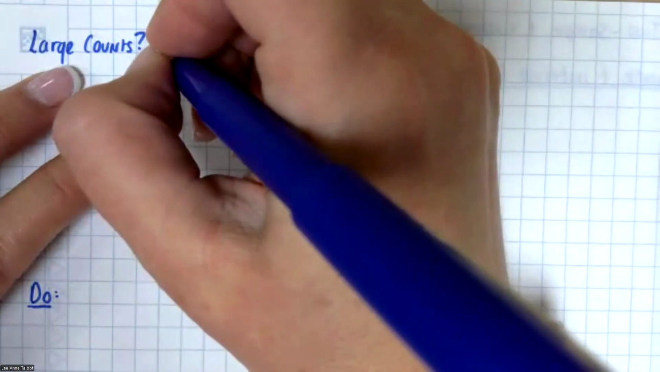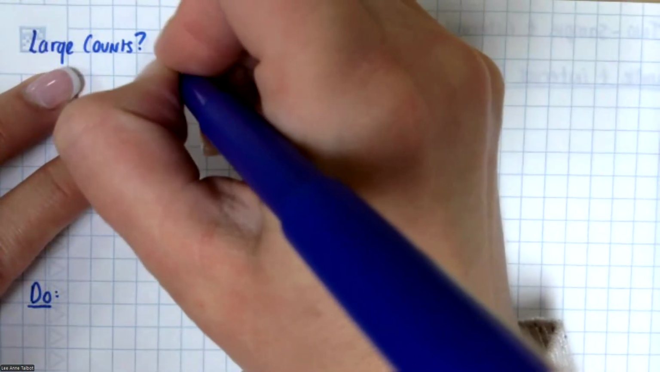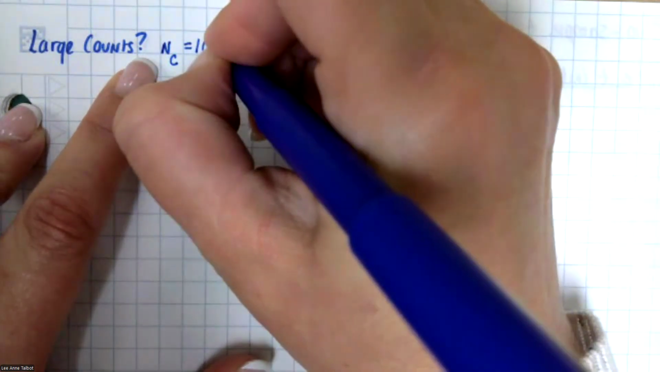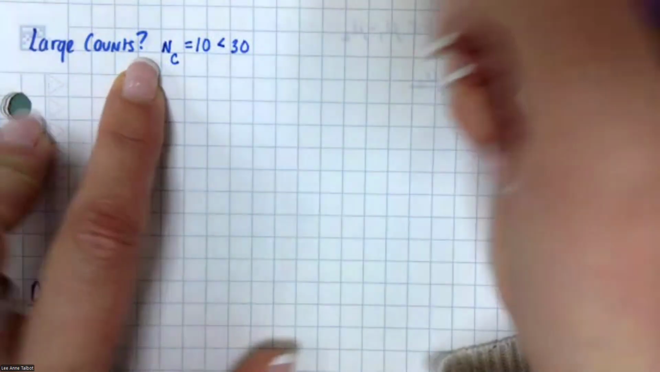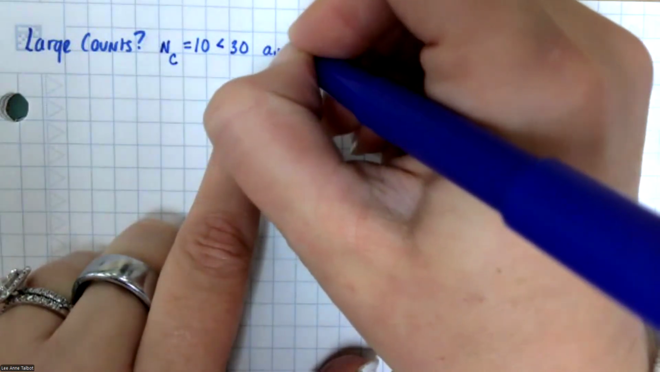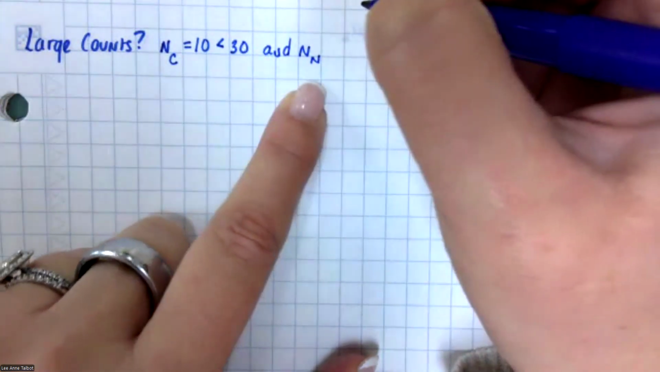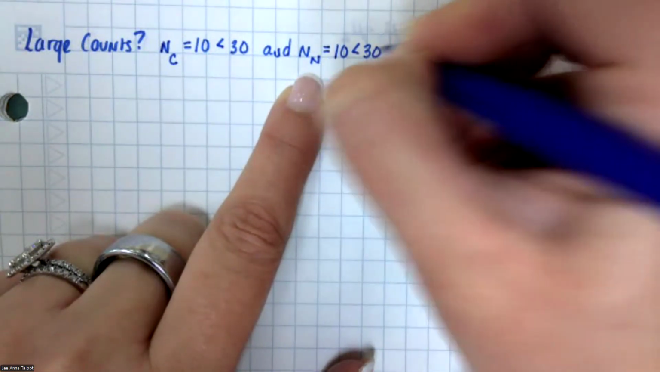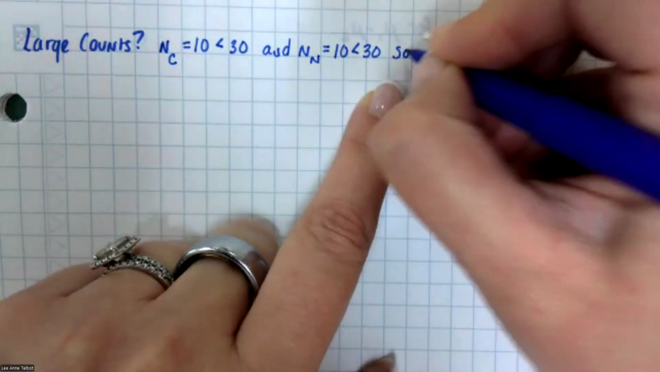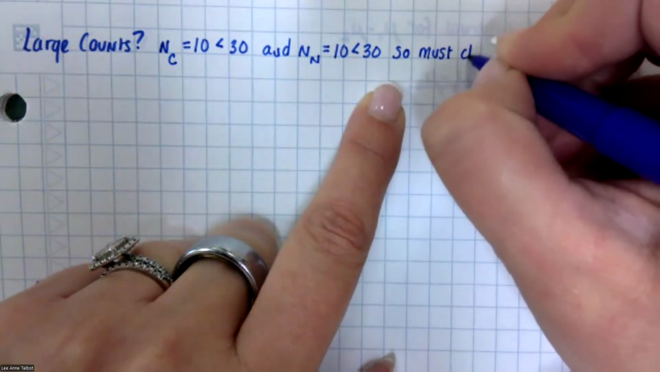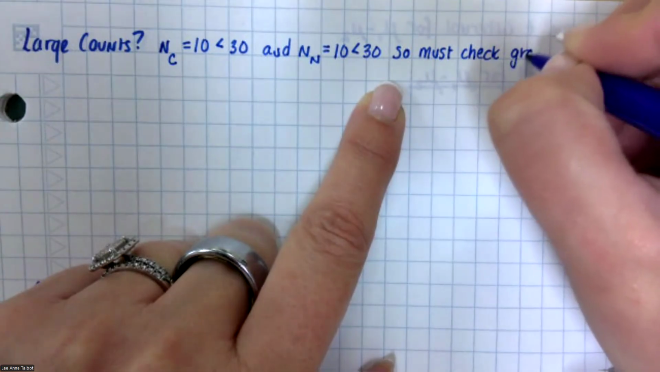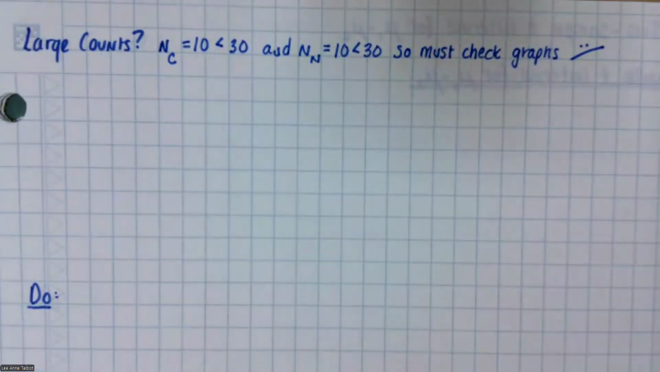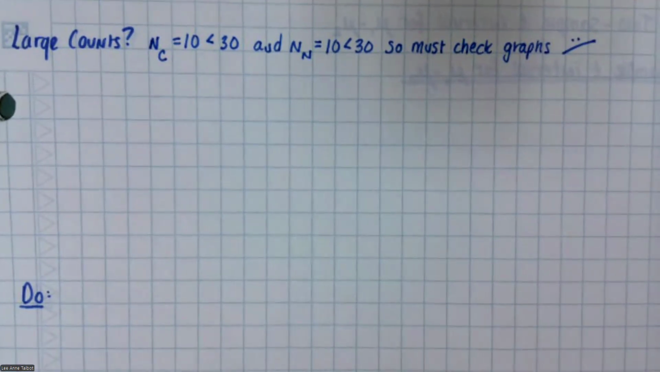So we have the caffeine sample size is 10, which is less than 30. And we have the non-caffeine sample size is 10, which is less than 30.